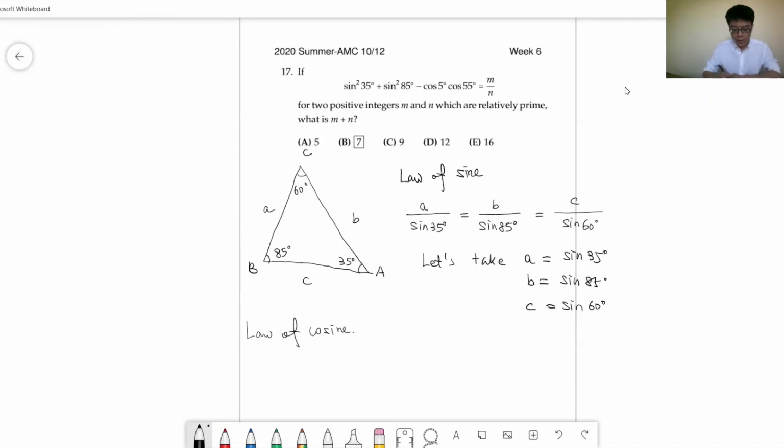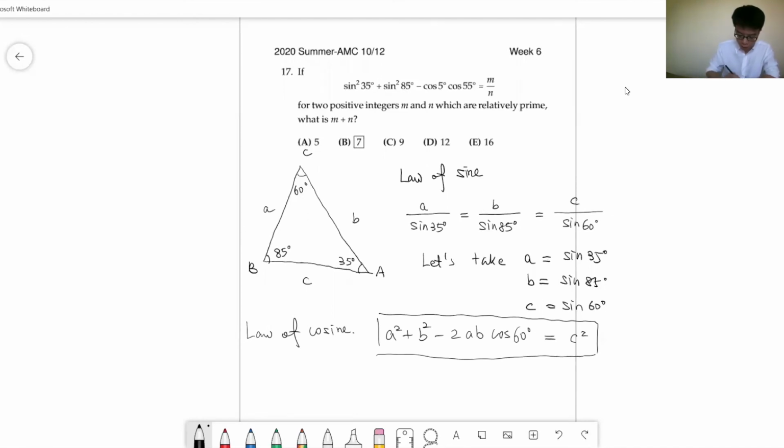The law of cosine says that we have a squared plus b squared minus twice ab cosine c. Here cosine c is just cosine 60 degrees, equals c squared. This is the law of cosine. And then let's plug in these values of a, b, c.